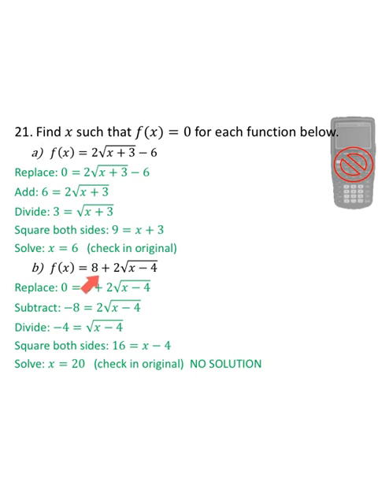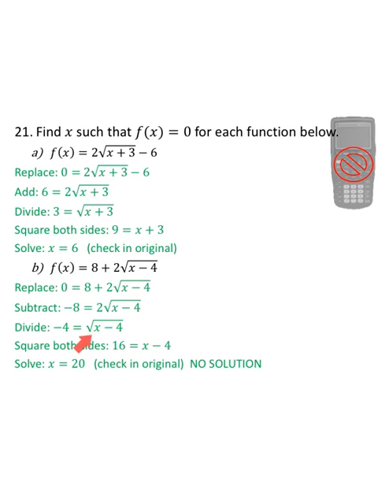f of x equals 8 plus 2 times the square root of x minus 4. We know that f of x is 0, so I'm going to replace f of x with 0. I want to isolate the radical, so I'm going to subtract 8 from both sides. And then divide both sides by 2. I get negative 4 equals the square root of x minus 4.